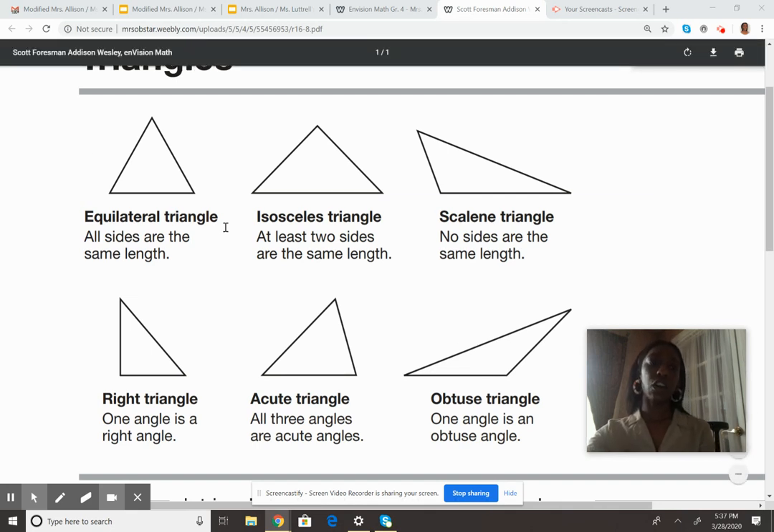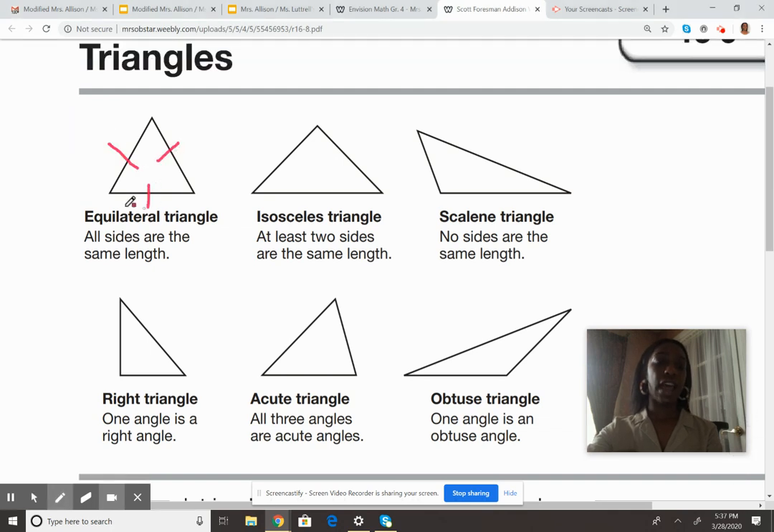So first, let's talk about how we can classify them by their sides. So we have an equilateral triangle. All sides are the same length, as you can see. This side and this side and this side are all the same length. So we would call this again an equilateral triangle.